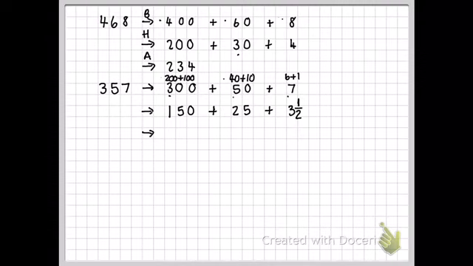Right, there we go. Now we have to add them together. So 150 plus 25, that's 175, plus 3 is 178. And then all we do with that half is we add it on the end. So 178 and a half. So there was a nice easy example and one that's a little bit more difficult. So I hope that will help you to do your best.